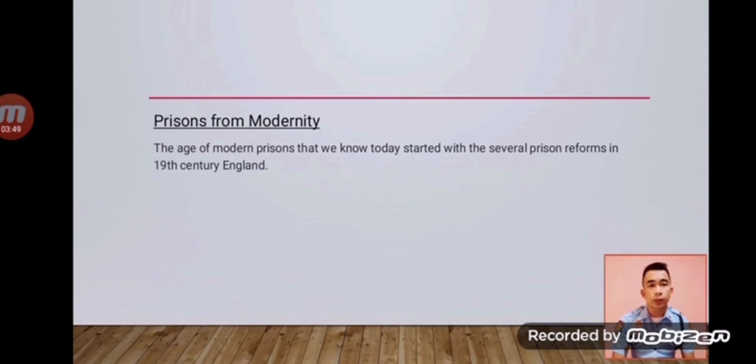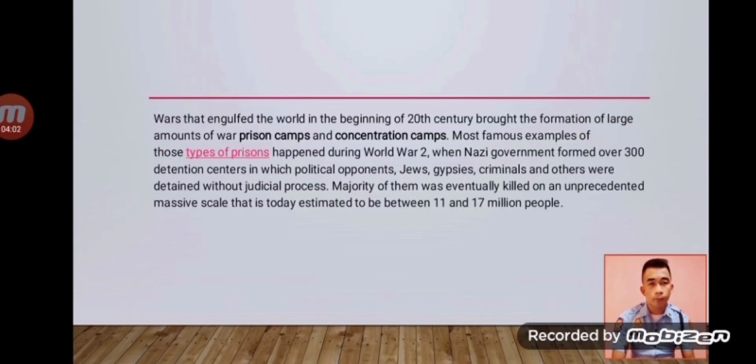Prisons from modernity. The age of modernity prison that we know today started with several prison reforms in the 19th century in England. Wars that engulfed the world in the beginning of the 20th century brought the formation of a large number of prison camps and concentration camps.